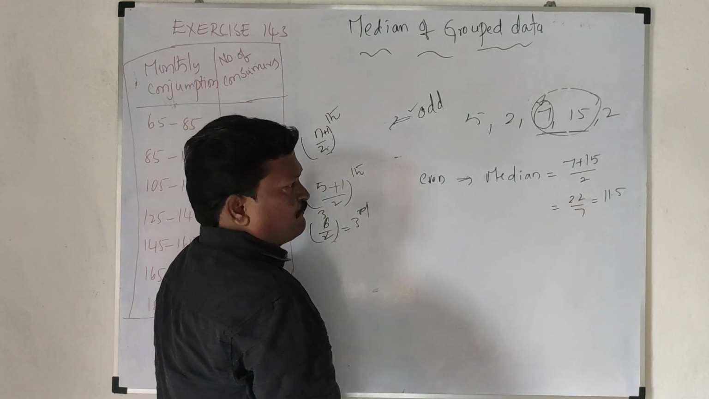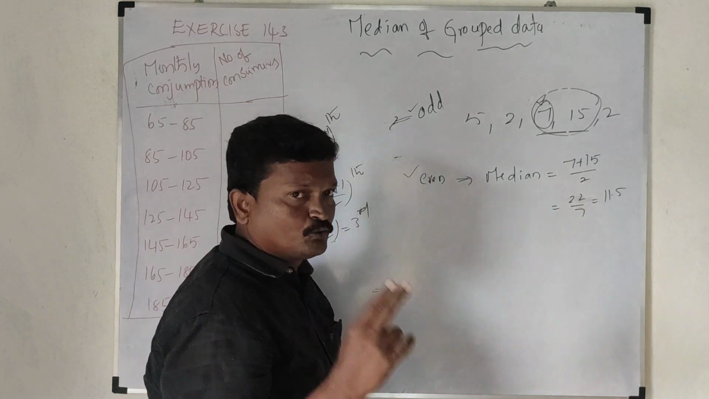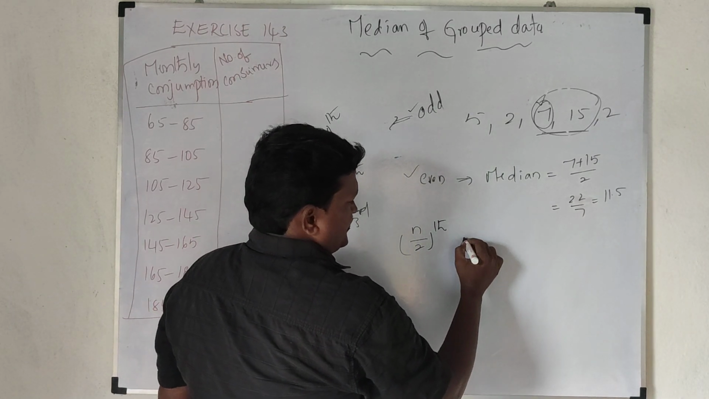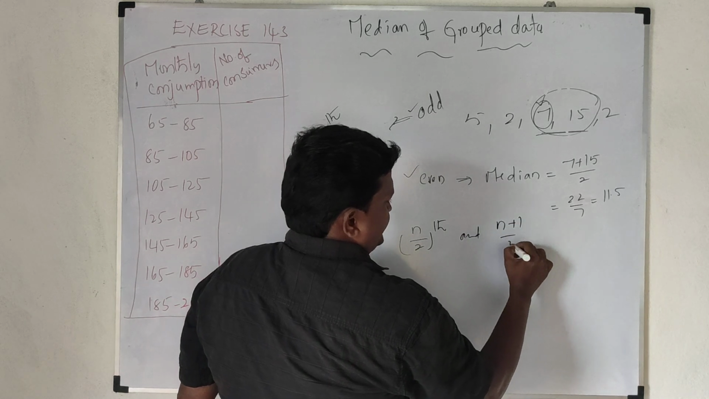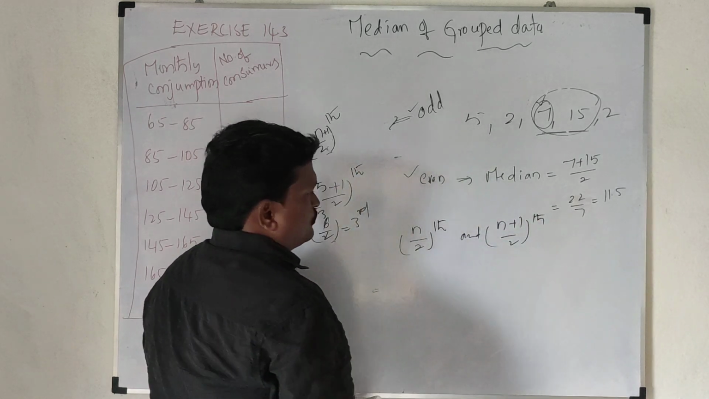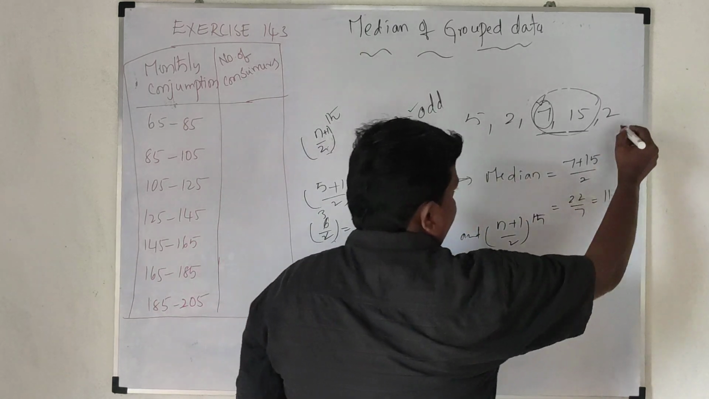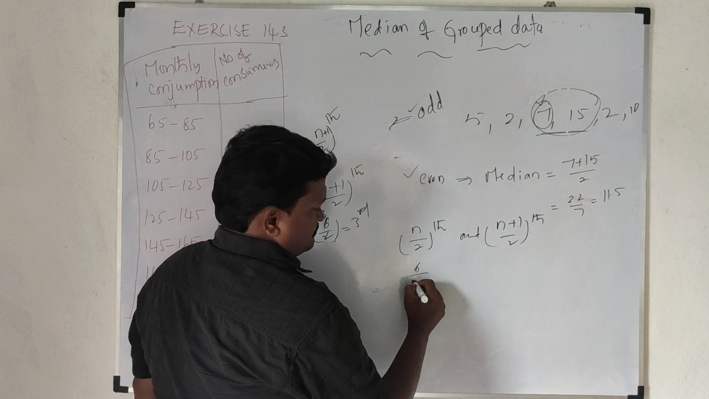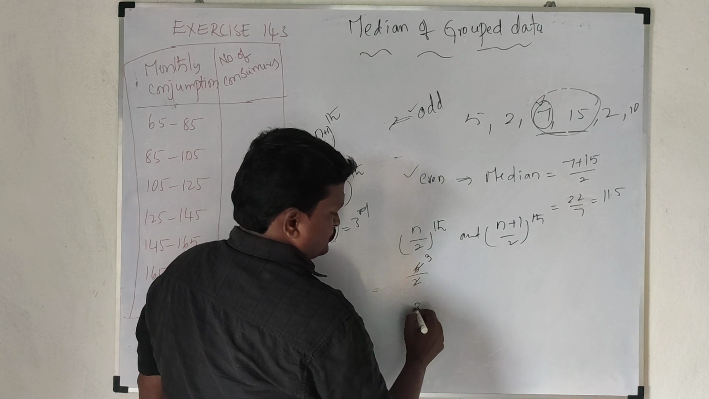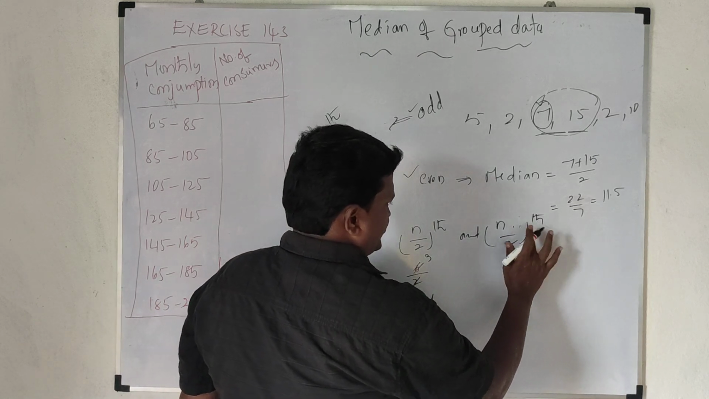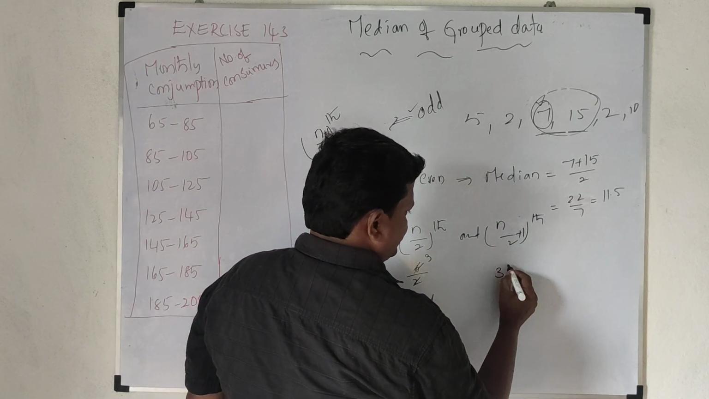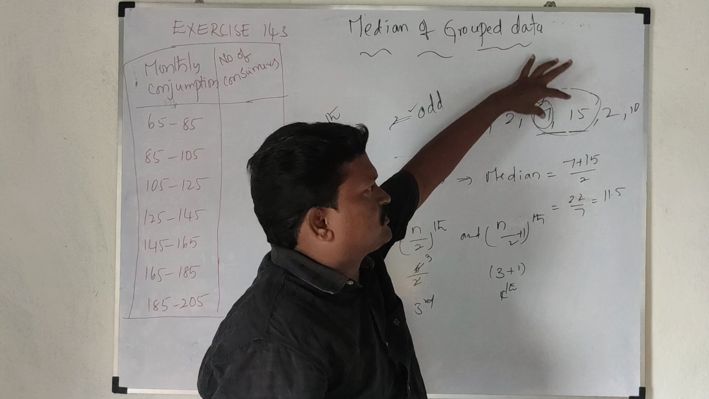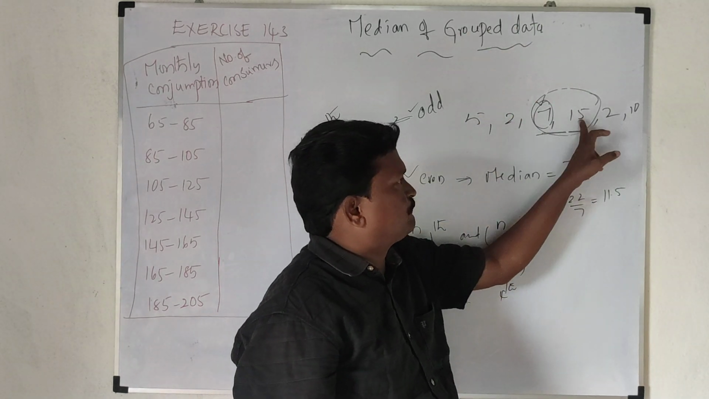When the number of observations is even, we have two middlemost values. The two middlemost values are the n by 2th term and the n by 2 plus 1th term. For example, n is 6. So n by 2 is 6 by 2, that is 3. So the third term and the n by 2 plus 1th term, that is 3 plus 1, the 4th term. So the third and fourth terms are the middlemost values. 1, 2, 3, 4th. See here.